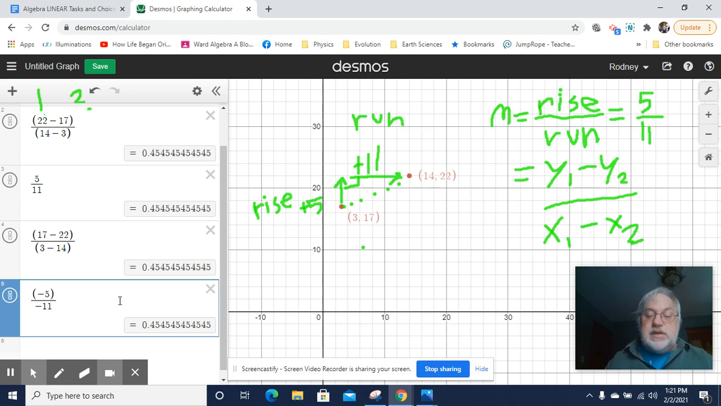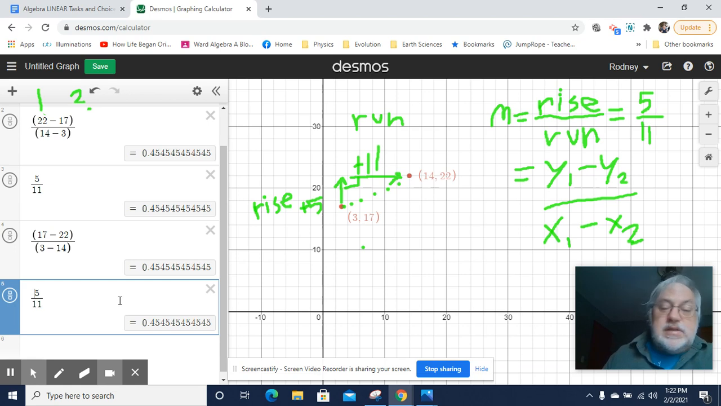Just like a negative times a negative is a positive, a negative divided by a negative is also a positive. Because frankly, division is a version of multiplication. It follows the same rules. Addition, subtraction, they follow other rules. They do not follow the same rules. So here you go. That's the slope.